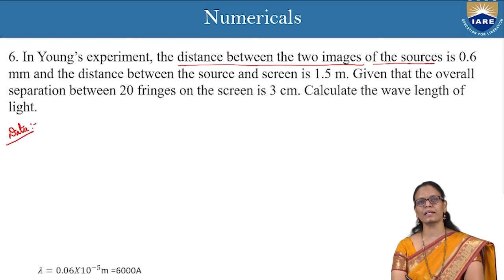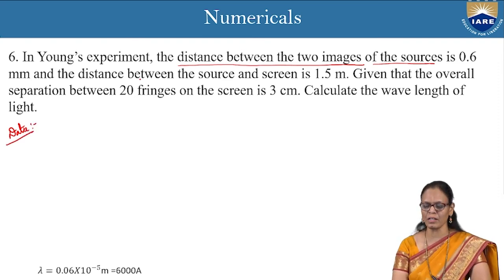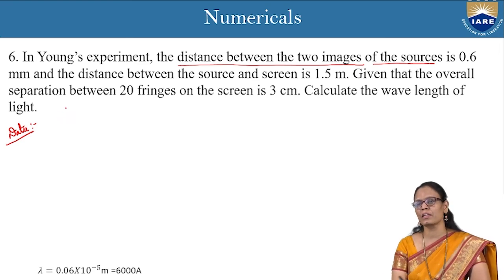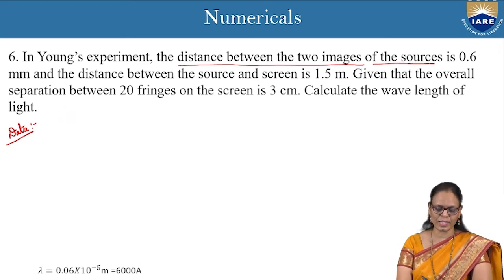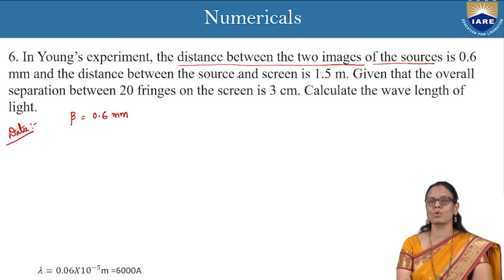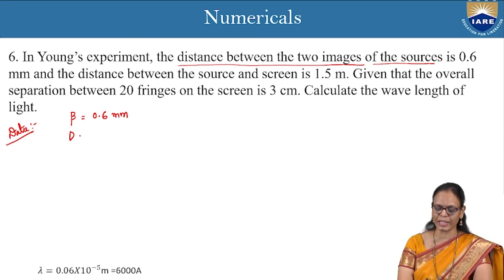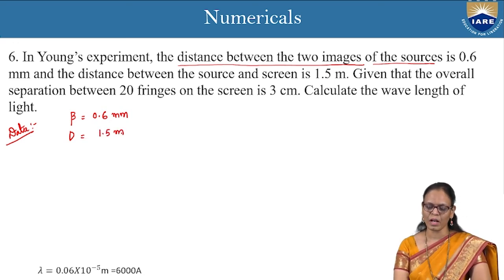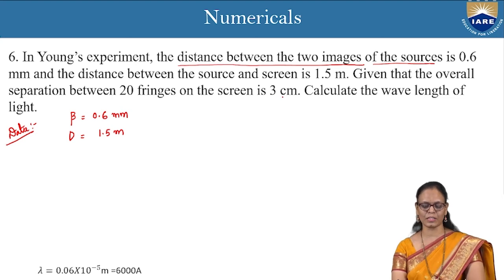Identifying the data is a very important thing while doing the numerical. With the terms that are given, if you understand the theory behind it, you will be very easily able to understand the data. So the distance between the images on the screen we call here the fringe width, 0.6 mm. And the distance between the source and the screen, that is always capital D, 1.5 meter. And the overall separation between the fringes on the screen is 3 centimeter.